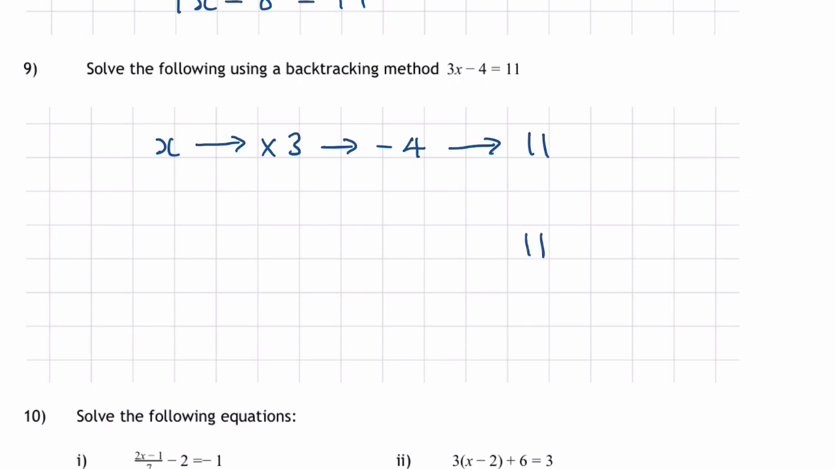Let's work backwards. So we've got 11. We're going to add 4. We are then going to divide by 3. And that should give us the answer. So 11 plus the 4 is 15. 15 divided by 3 is 5. Final answer.